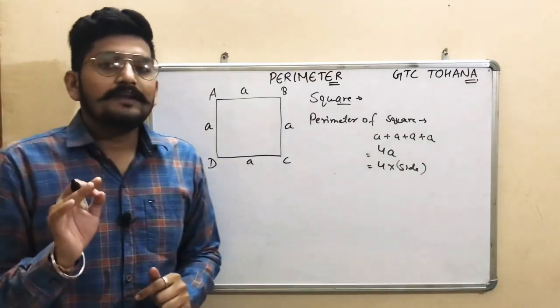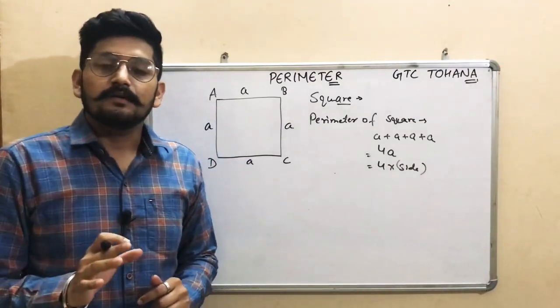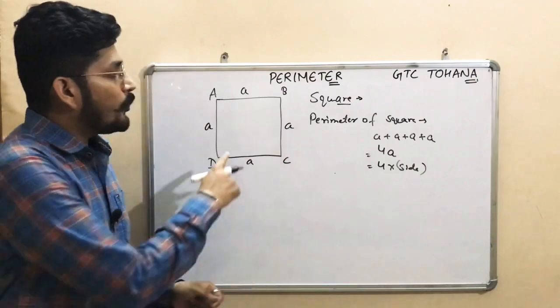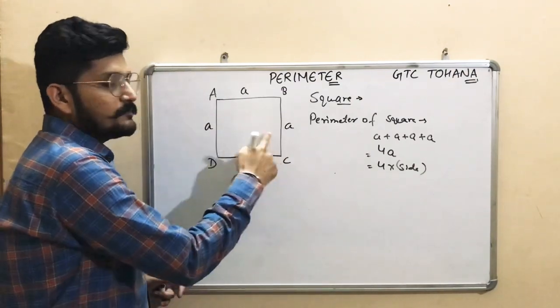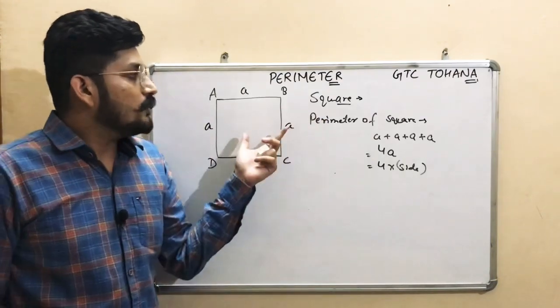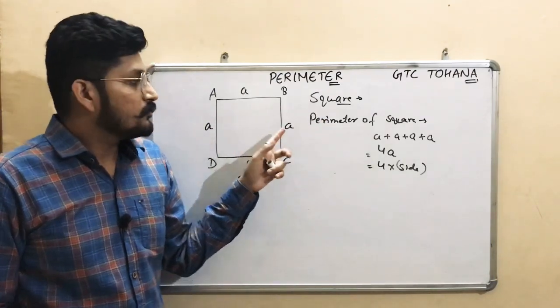There is only one difference between rectangle and square. In a rectangle, opposite sides are equal. This is L, this is L. This is B, this is B. But in a square, all the sides are equal. So what do you have to do?